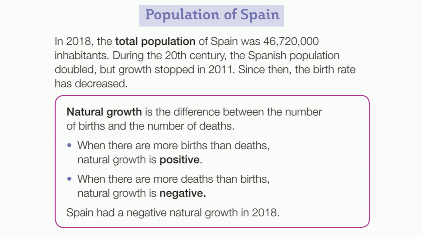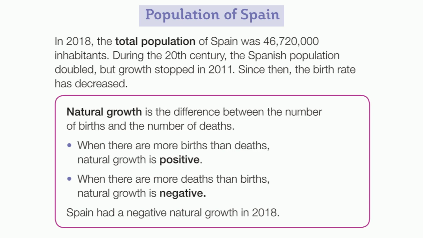Natural growth is the difference between the number of births and the number of deaths. When there are more births than deaths, natural growth is positive. When there are more deaths than births, natural growth is negative. Spain had a negative natural growth in 2018.